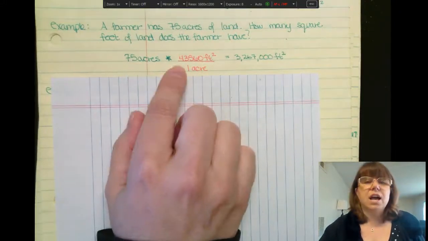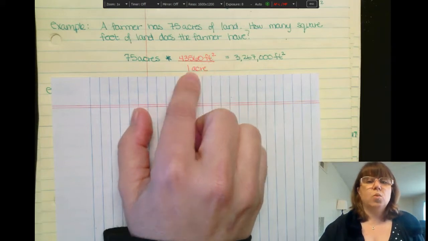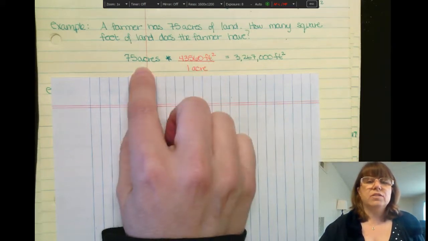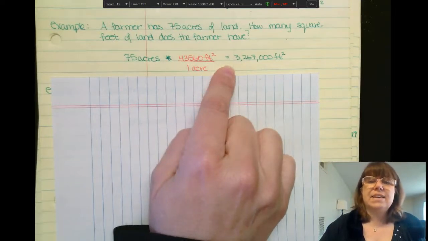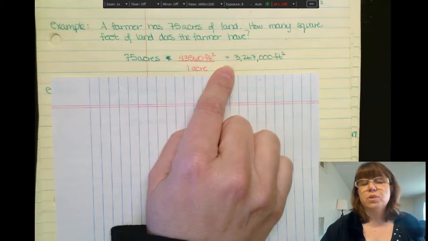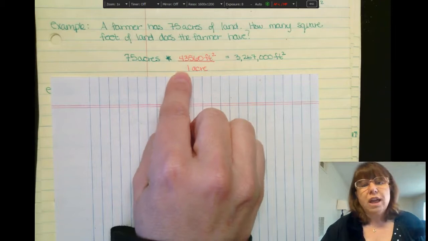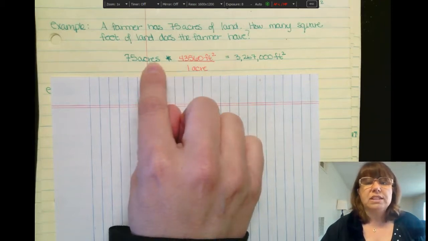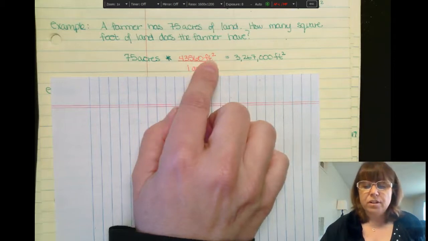75 acres times 43,560 feet squared to 1 acre. Again, the acres will cancel out, leaving us 3,267,000 feet squared. The conversions are pretty straightforward. Again, you are looking for the conversion factor that will cancel out the units that you currently have and leave you with the units you want to have.